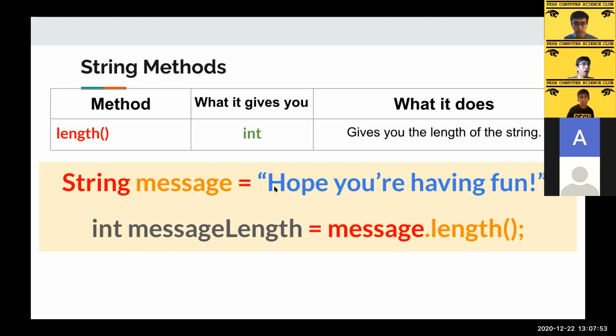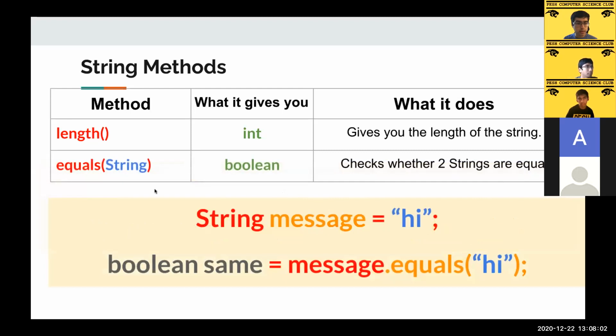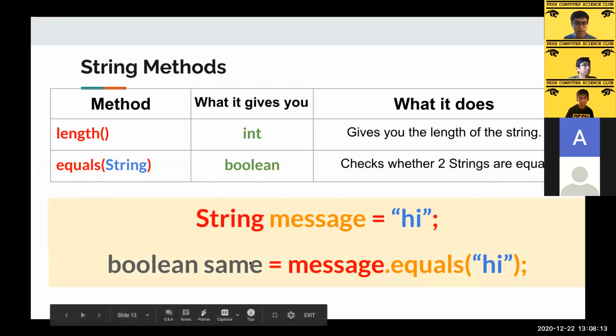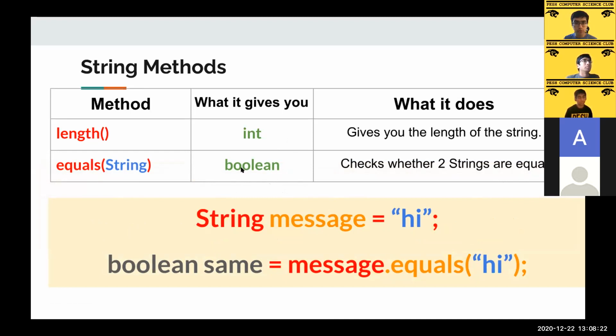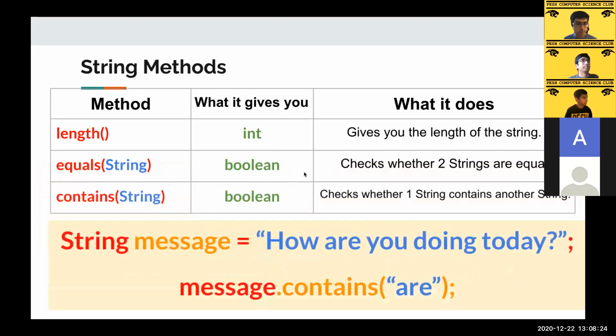So the length of this string would be like 4, plus 1 for the space, and then this is like another 6 characters, 7, and so on. And it would just tell you how long that string is. There's another string method that Madhu covered, which checks whether two strings are equal or not, and this gives you a boolean. Remember, booleans store true or false values. So over here we have string message equals "hi", and then boolean same equals message.equals("hi"). In this case, hi and hi are equal, so message.equals will give you a boolean that is equal to true. And that's what equals does.